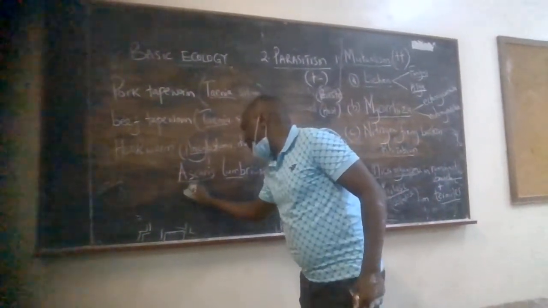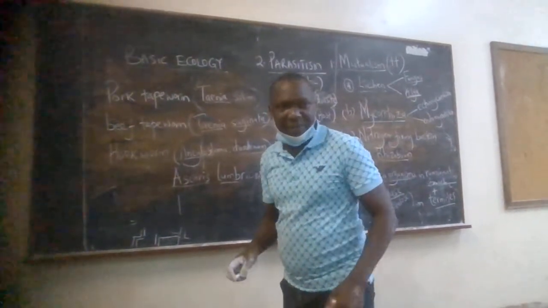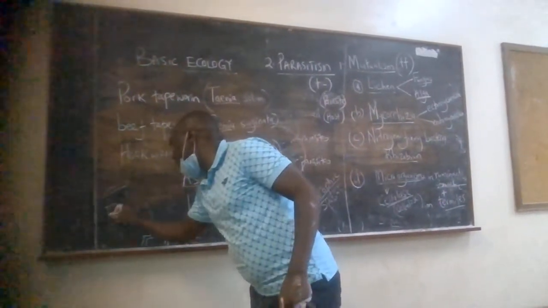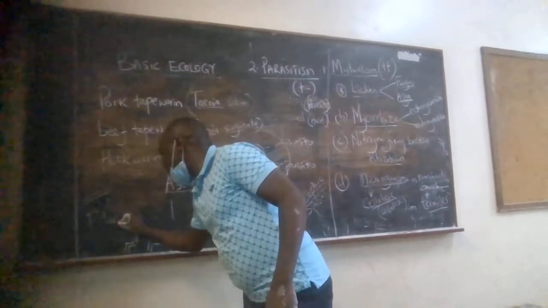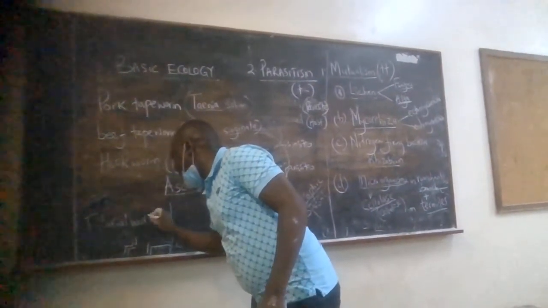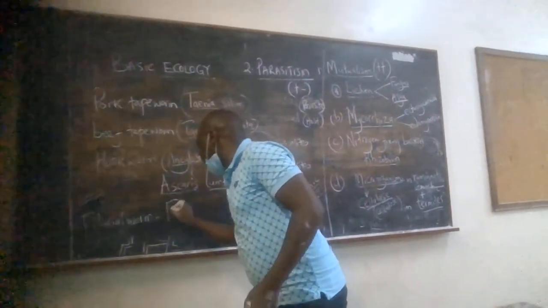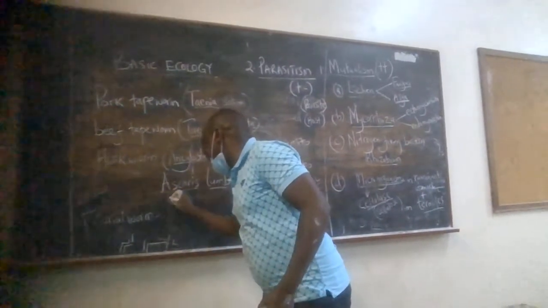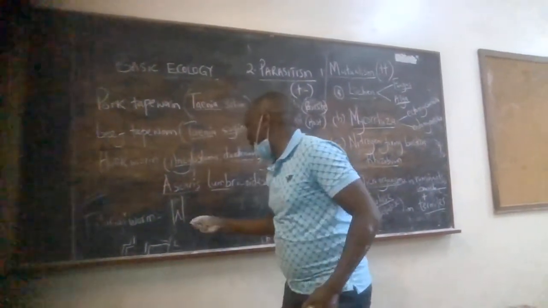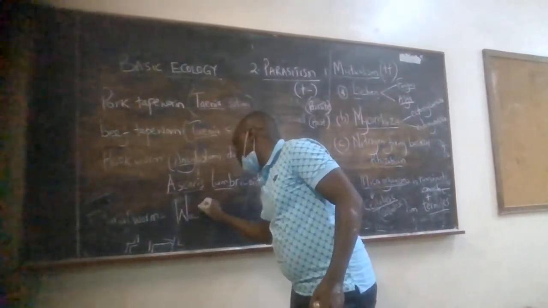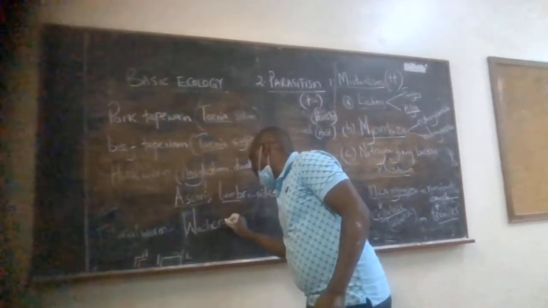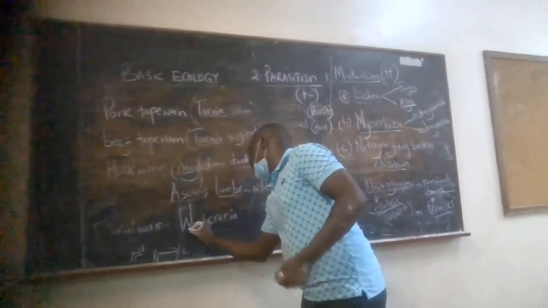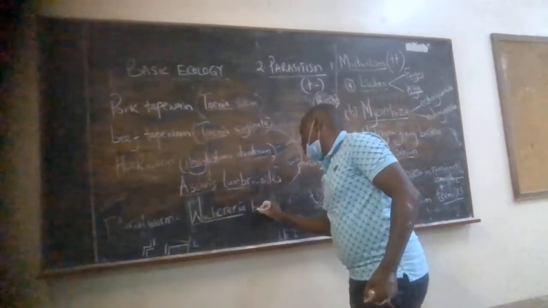Have you ever heard of the filarial worm? The filarial worm is also an endoparasite, which is called Wuchereria bancrofti. You've ever heard of this? Wuchereria bancrofti.